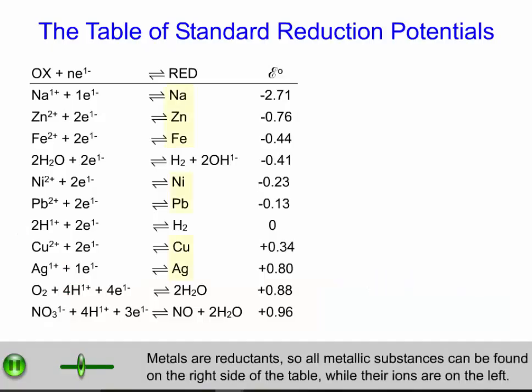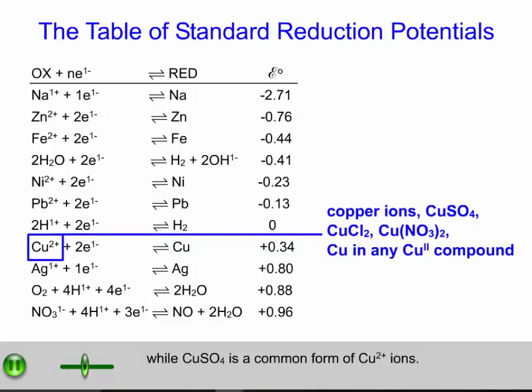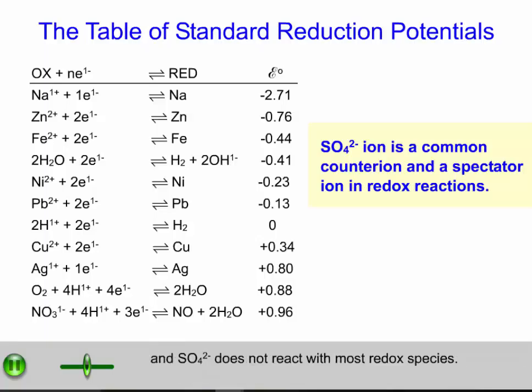Metals are reductants, so all metallic substances can be found on the right side of the table, while their ions are on the left. Copper, copper wire, and copper shot are some ways in which the metal or reductant might be given, while copper sulfate is a common form of copper 2+ ions. Note that the sulfate ion is a common counter-ion in redox reactions because most metal sulfates are soluble and sulfate does not react with most redox species.